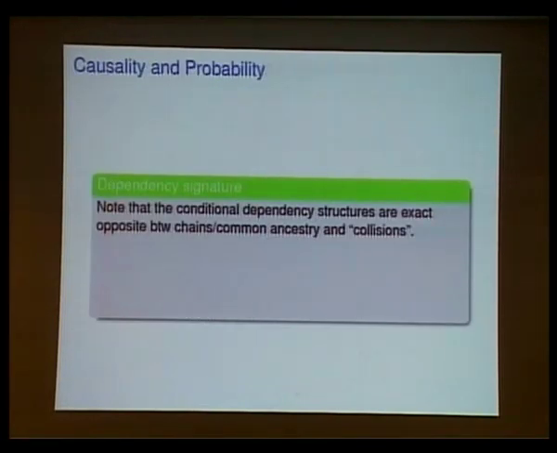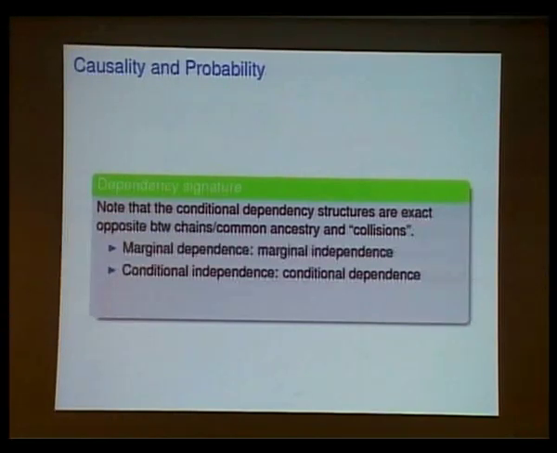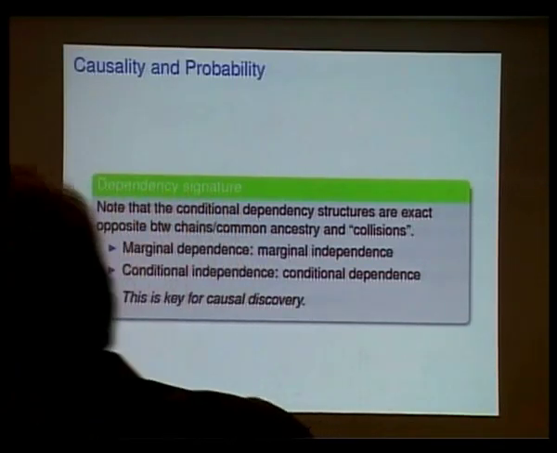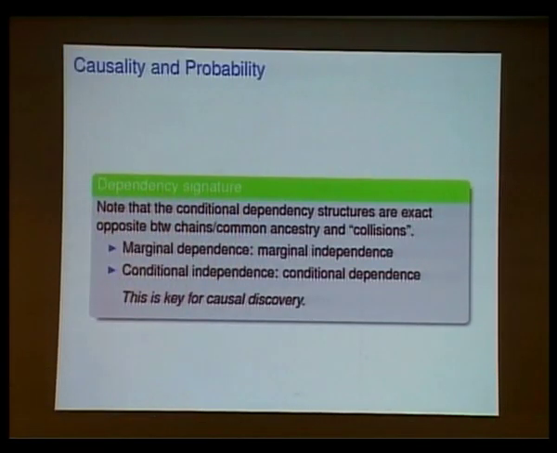So we can call these dependency signatures. There's a signature of marginal dependence, conditional independence, which is common cause for a chain, and the opposite for a common effect or a collision. So that's key for causal discovery, as I'll explain tomorrow.